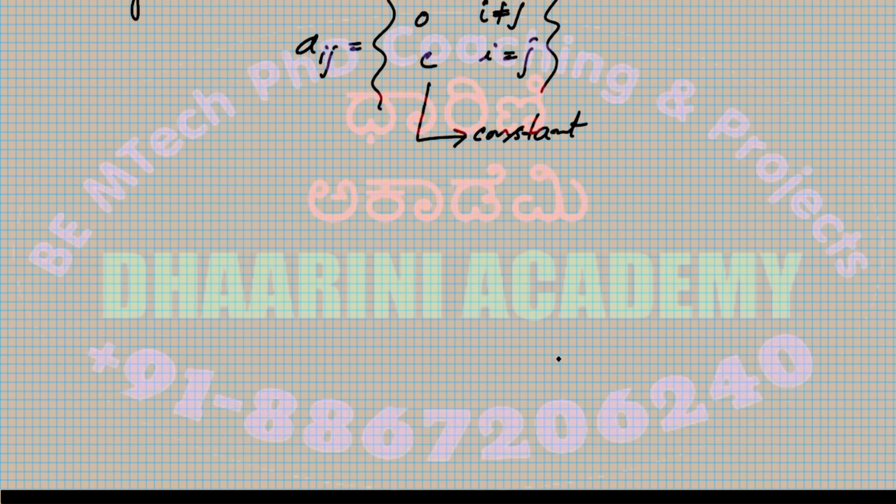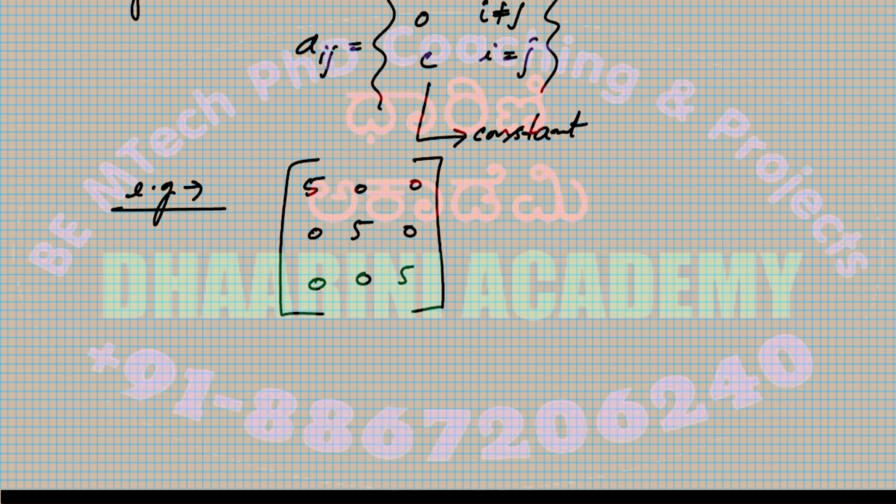Right. So now let's write an example for this. So this is 5 0 0, 0 5 0, 0 0 5. So anything like this will be called a scalar matrix. Now we see the c value is equal to 5.